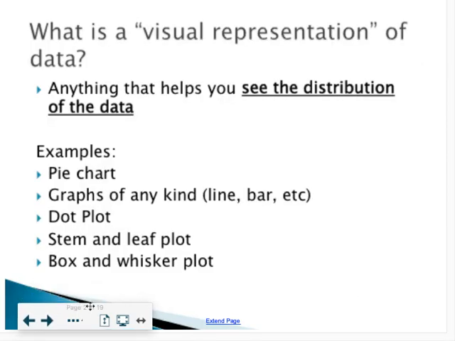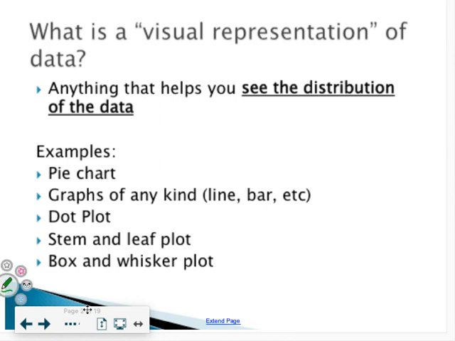So to start with, what are some examples of data displays, or we call them visual representations of data? Some of these you may have heard of, some of these you're going to see some examples of a little later. Anything that helps you see the distribution of data, the flow of the data, what does the data look like? Some examples, a pie chart, maybe we've heard of that, a line bar graph, a dot plot, stem and leaf plot, and then a box and whisker plot. We're going to learn all about all of those here this chapter.